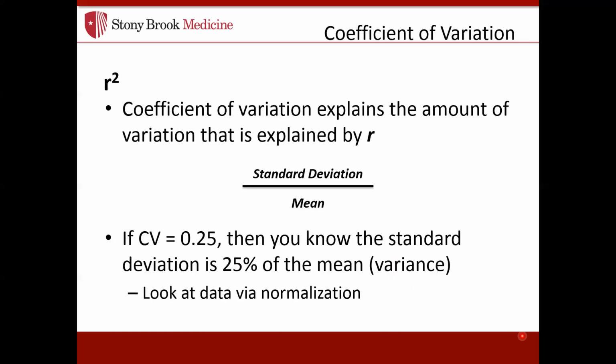Then there's the coefficient of variation, or rho squared. This explains how much variation there is by the rho. This is calculated by dividing the standard deviation by the mean of the variable. So, for example, if your coefficient of variation is 0.25, then you know that the standard deviation is 25% of the mean. This is your variance.